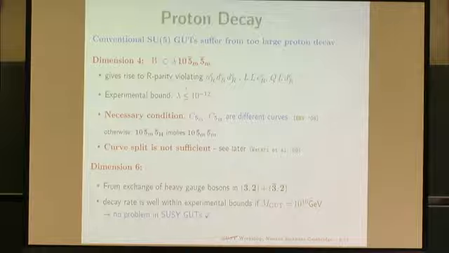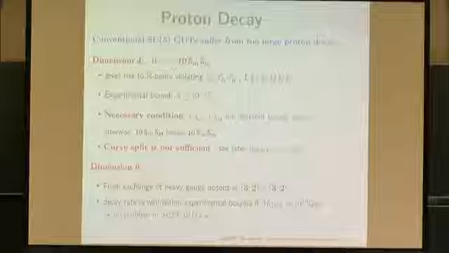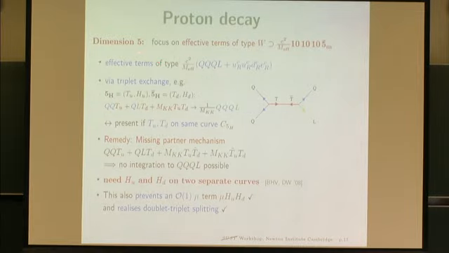Dimension 6 is not a problem, at least not in SUSY GUTs. Eran will talk about non-SUSY GUTs, where this might, and in fact is a constraint. And finally, dimension 5. These also have to be absent in SUSY GUTs.